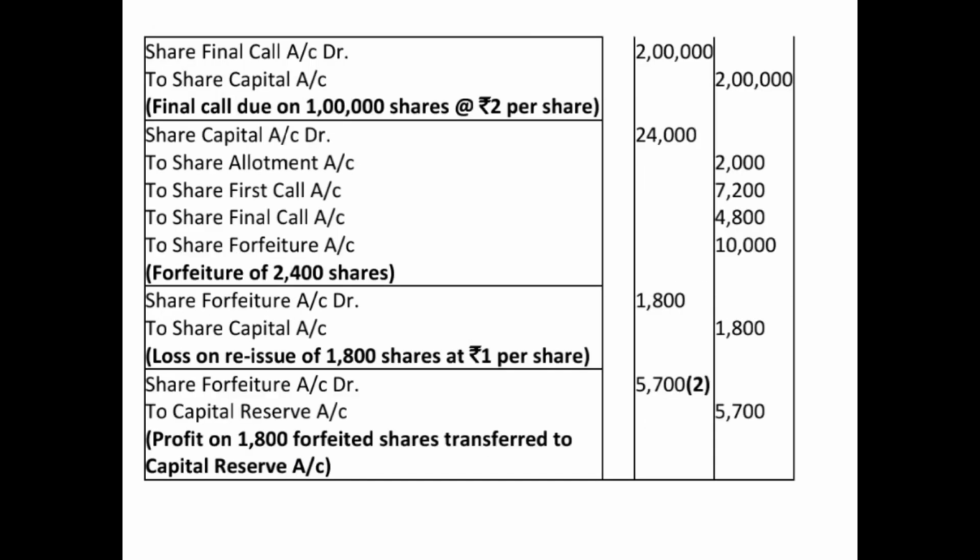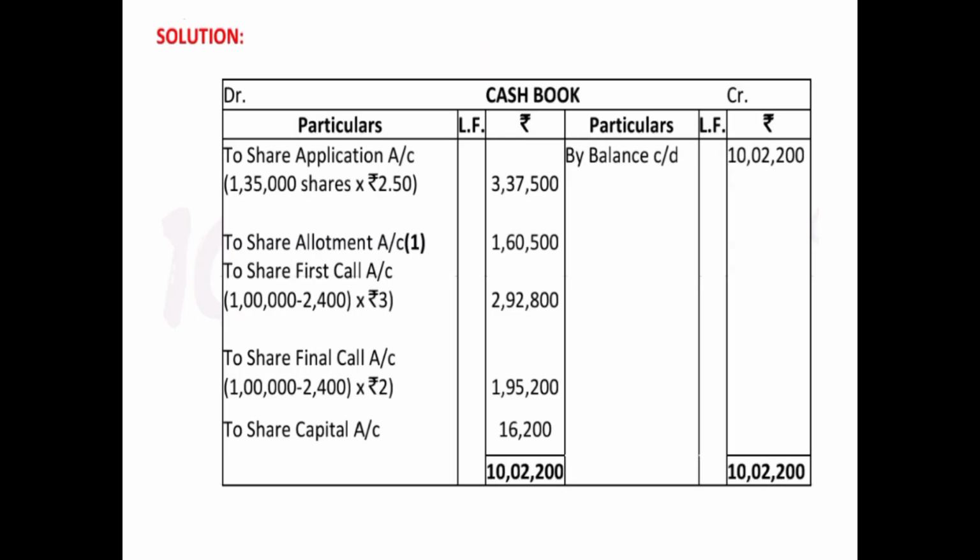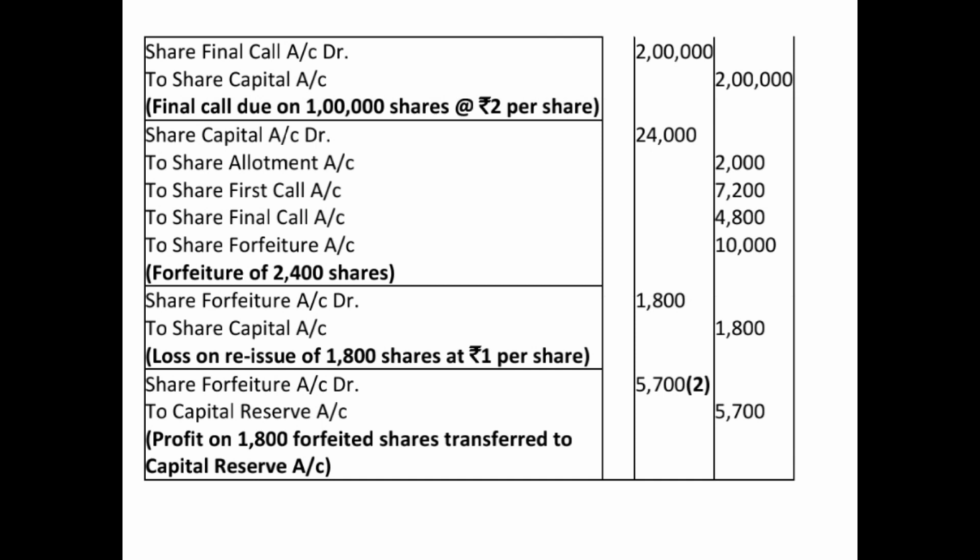Then we will pass the final call due entry with the balance amount, that is 2 per share. So share final call account debited 2 into 1 lakh, that is 2 lakh, to share capital account, again 2 lakh. And the shareholder again did not pay the final call also. So final call will also be received on 1 lakh minus 2400 shares, the remaining shares, 2 rupees, that is 1,95,200 rupees.